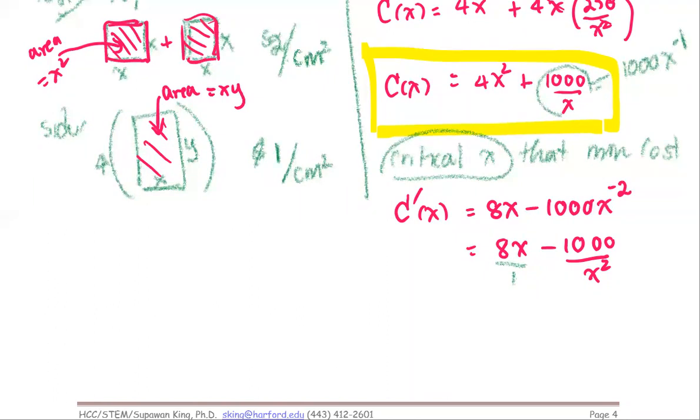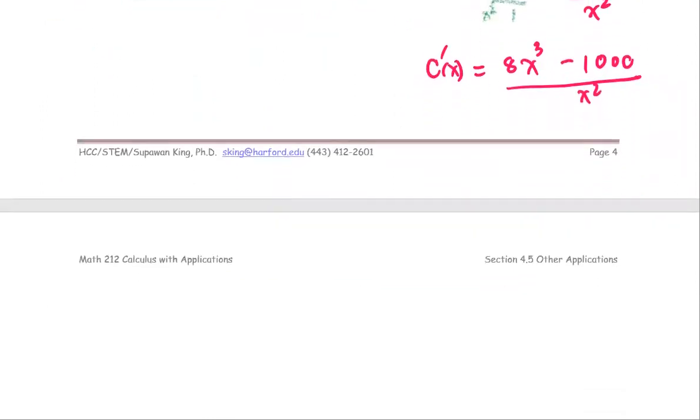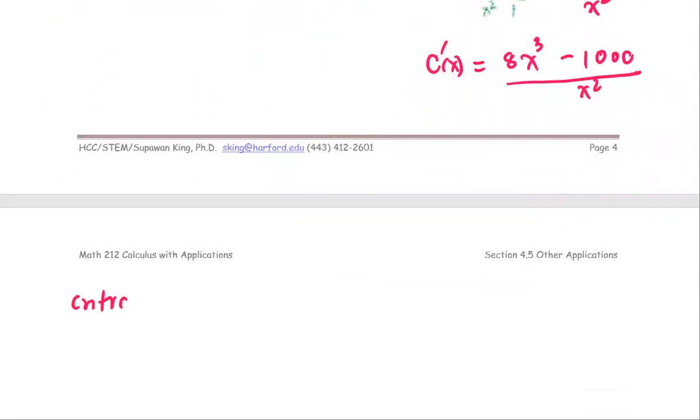Rewrite it as one single fraction by finding the common denominator. So we're going to multiply the first term by x squared, both top and bottom, to get 8x times x squared becomes 8x to the third power minus 1000 divided by x squared. And this is the C prime, or the first derivative of the cost. To find the critical value, we're going to consider the C prime equals zero. That means we're going to solve for x with the 8x to the third minus 1000.